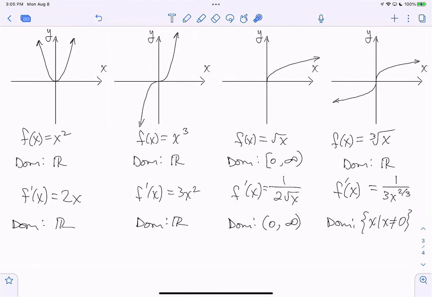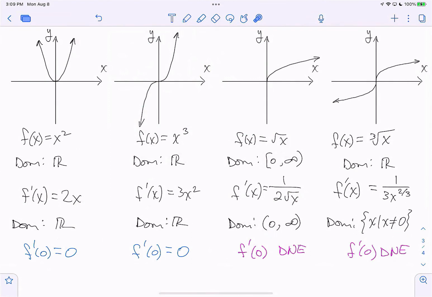I want to look in particular at where a derivative either is equal to 0 or doesn't exist. For both the squaring function and the cubing function, we see that f prime of 0 is equal to 0. F prime of x is 2x for the squaring function. F prime of x is equal to 3x squared for the cubing function. And we can see that both of those are equal to 0 when x is equal to 0. Further, f prime of 0 does not exist for the square root function or the cube root function because 0 is not in the domain of either of those derivatives.